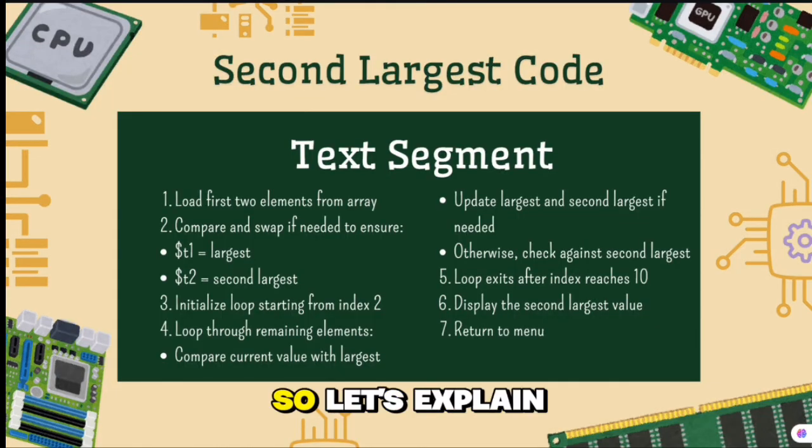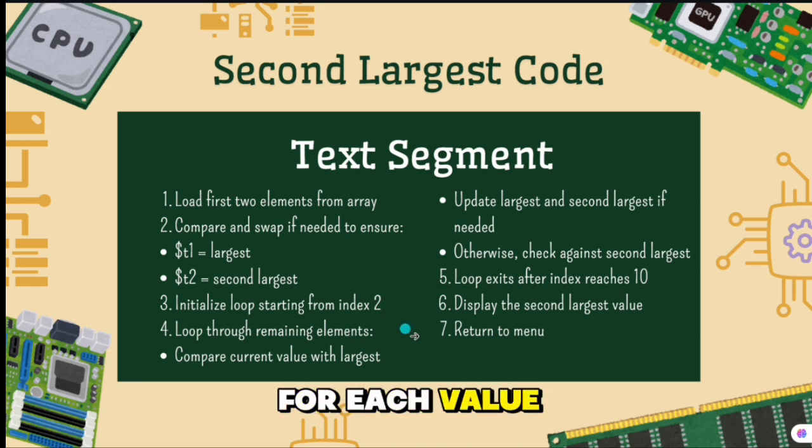Okay, so let's explain what happens in the text segment of the program. First, the program loads the first two elements from the array. These values are stored in the registers and are used as the initial largest and second largest values. Next, the program compares the two values and swaps them if needed. This step ensures that T1 stores the largest value and T2 stores the second largest value. After that, the loop is initialized starting from index 2 because the first two elements have been processed. The program then loops through the remaining elements in the array.